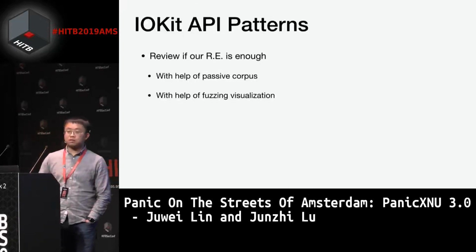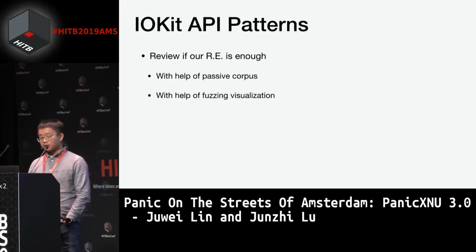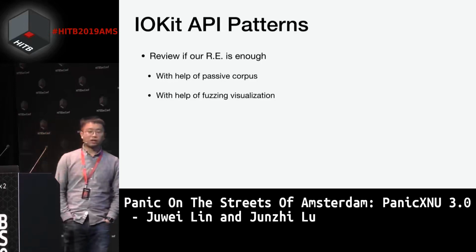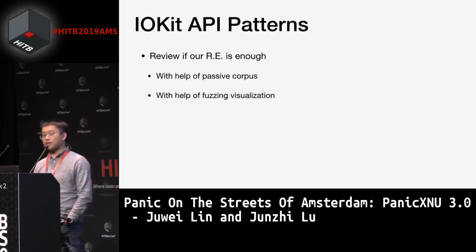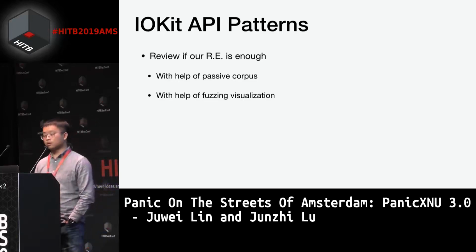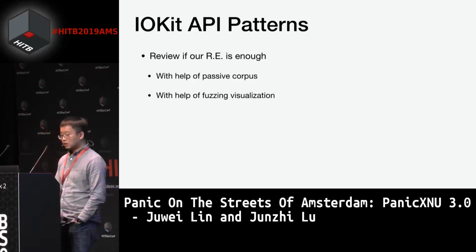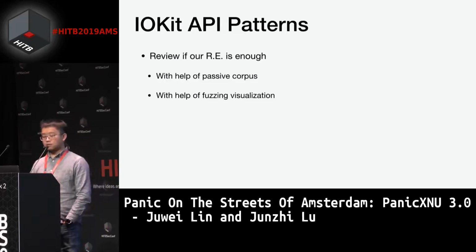So the reverse engineering seems very important, and our fuzzing depends on it heavily. If we have some mistakes in the reverse engineering, the following generation or mutation fuzzing is totally wrong. So how to verify that our reverse engineering is right? Okay, I have several methods.